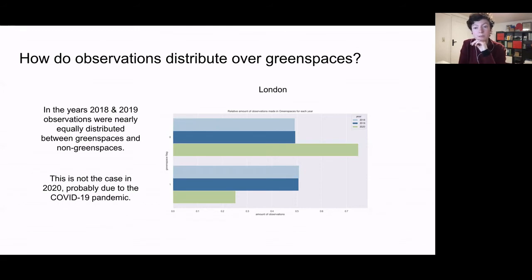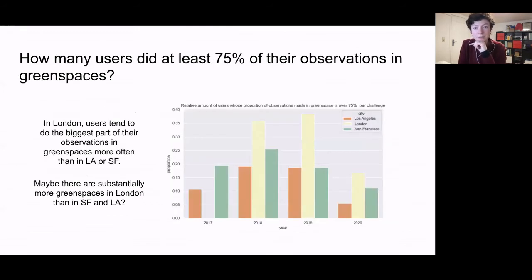Then Frank, please go to the next slide. Another thing that we looked at was how many users did at least three quarters of their observations in green spaces. Here you can see all three cities, but the numbers for Los Angeles and San Francisco may not be right at this point, since we still have some issues. But we can look at the numbers from London.